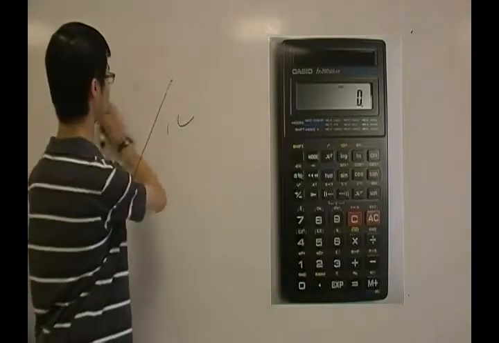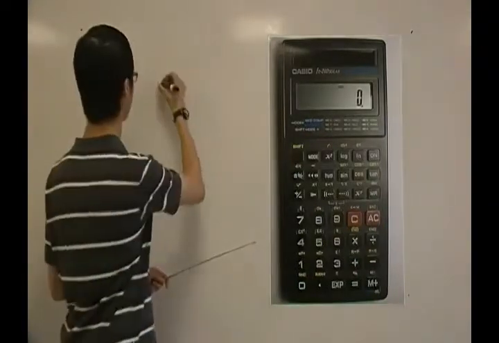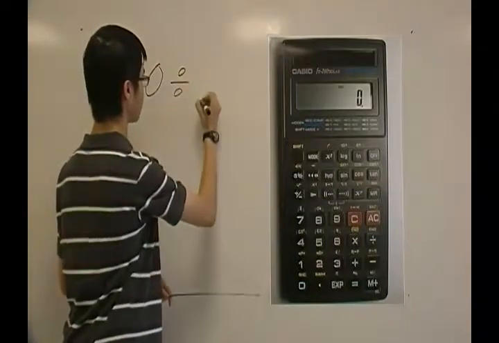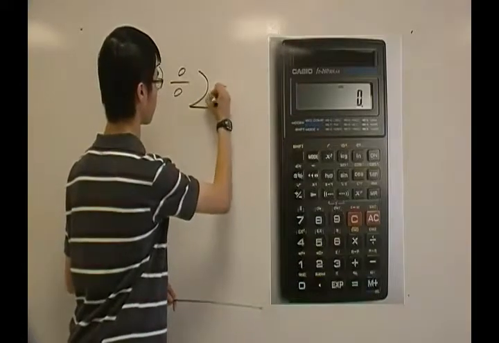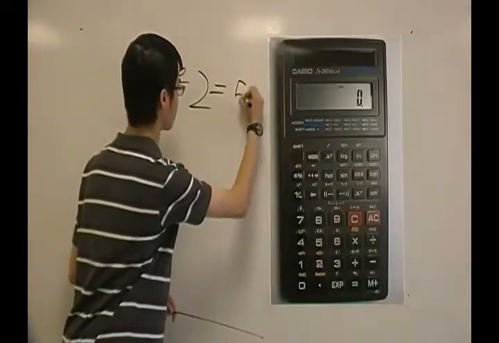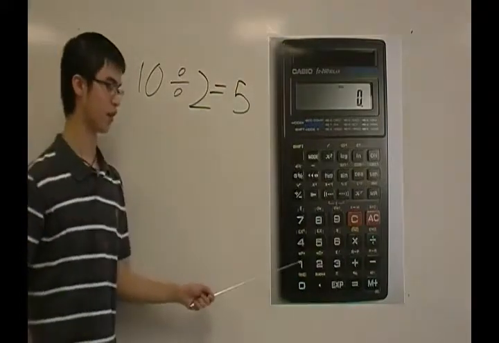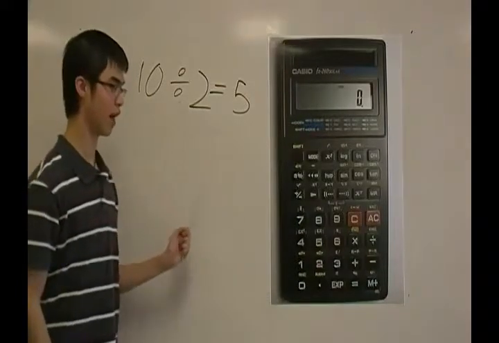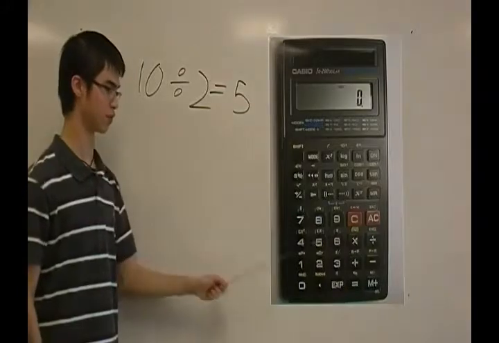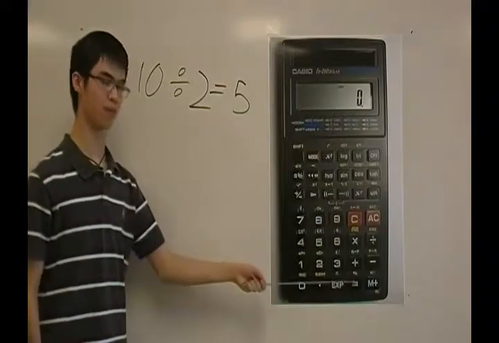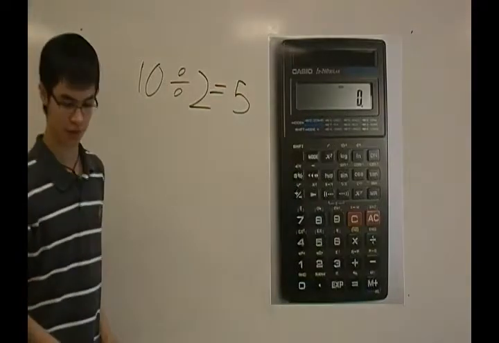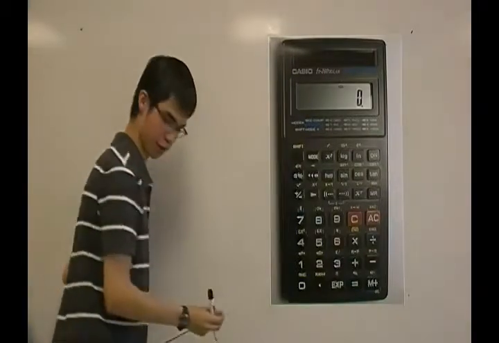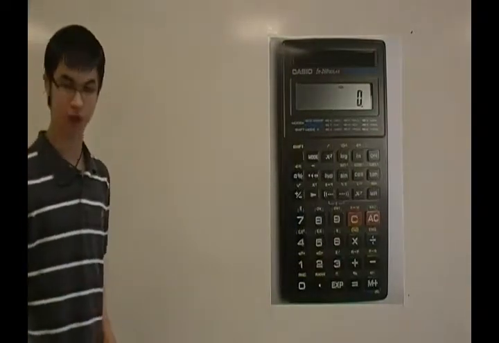So let's go through this one more time. 10 divided by 2, which is this, equals 5. All right? And that's how you do division on this calculator. All right. Let's move on to decimals.